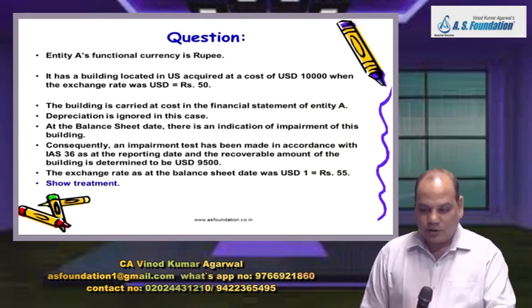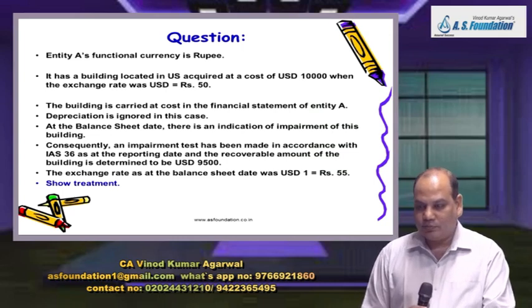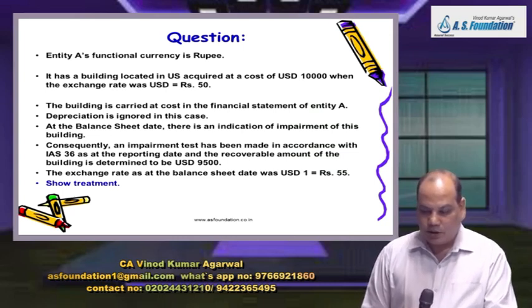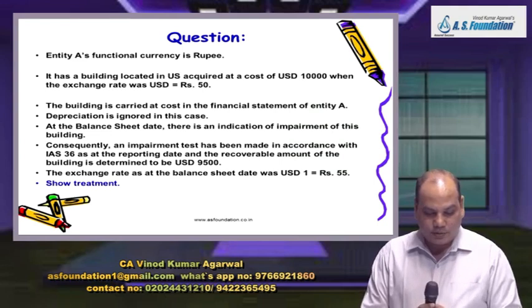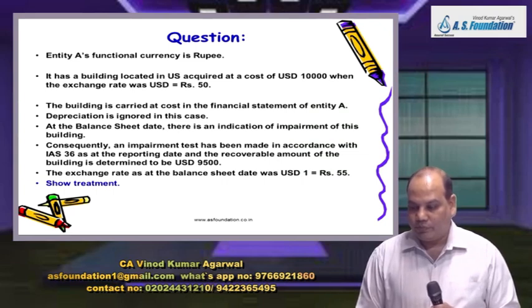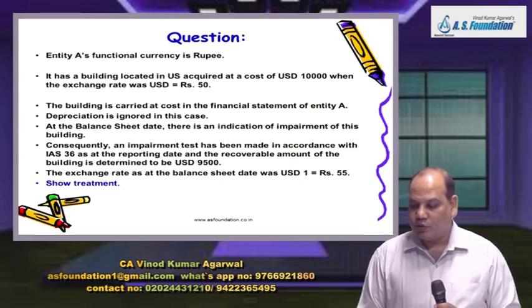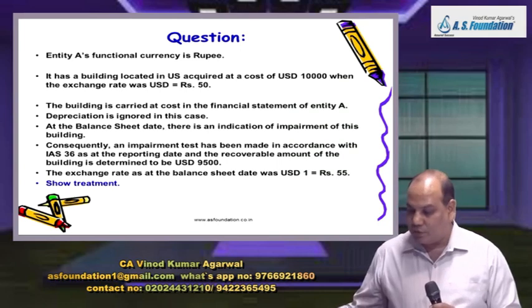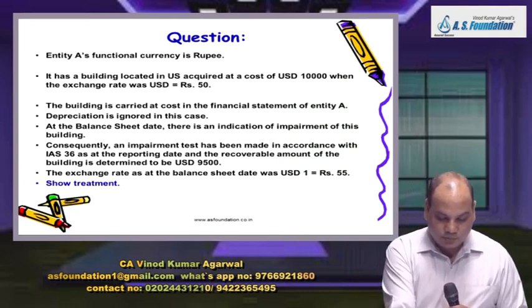Entity A's functional currency is rupees. It has a building located in US, acquired at a cost of USD 10,000 when the exchange rate was 50 rupees per dollar. Building is carried in the books at cost. Depreciation is ignored. On the reporting date, there is an indication of impairment of the building. Okay.